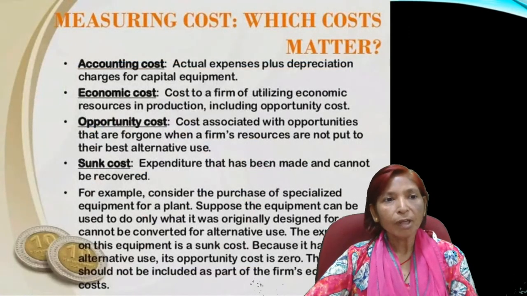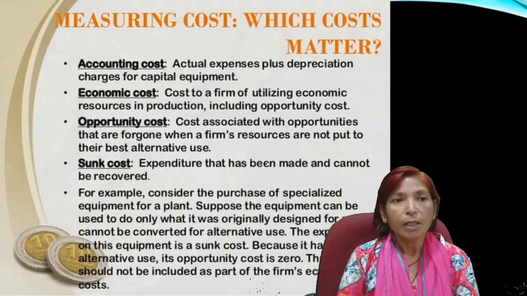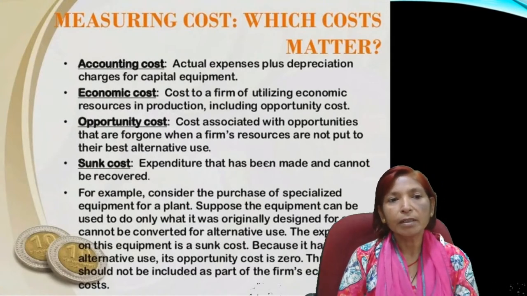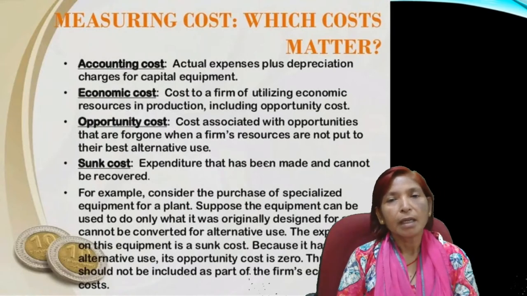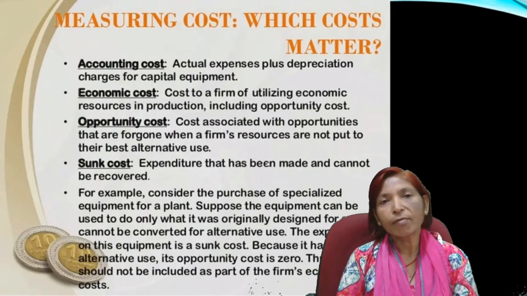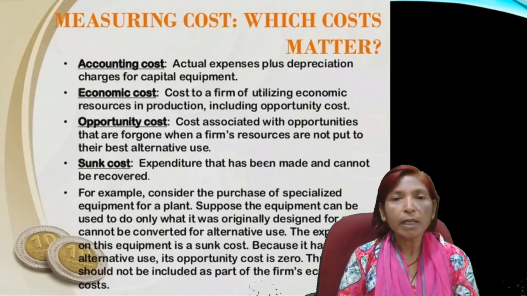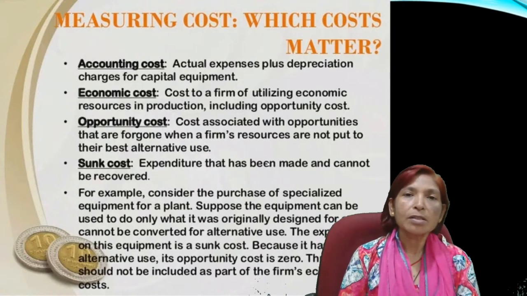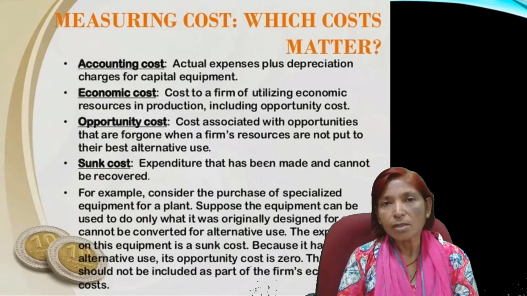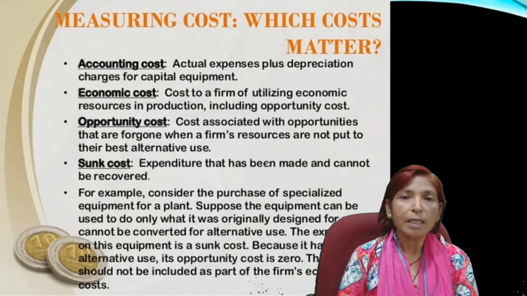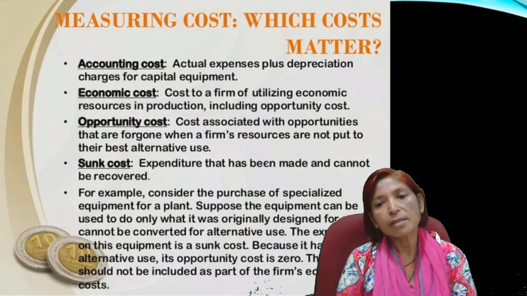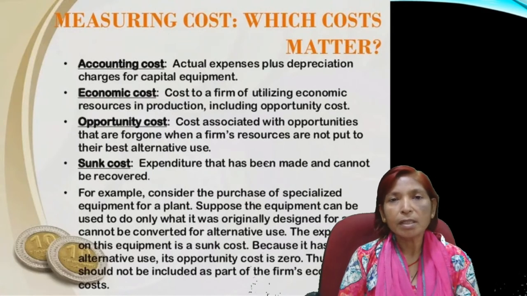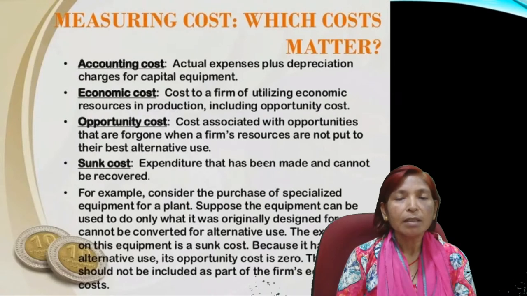Next is measuring cost. Which cost matters? You know that accounting cost means actual expenses plus depreciation charges for capital equipment. Economic cost refers to the cost to a firm of utilizing economic resources in production, including opportunity cost. Opportunity cost is the next best alternative: the cost associated with opportunities that are foregone when a firm's resources are not put to their best alternative use. And sunk cost is that cost which can't be recovered.